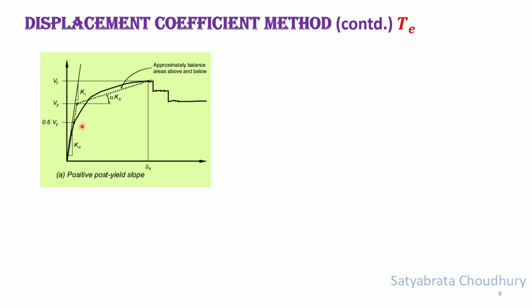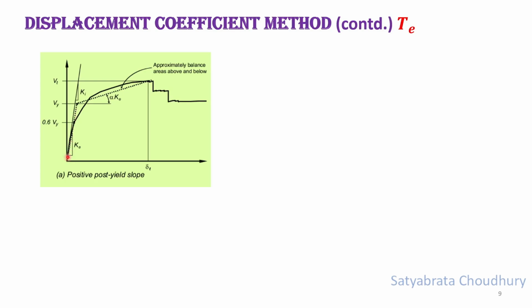So if you take a point 0.6 Vy and consider that the area above this dotted line and the area of the triangle below the dotted line are equal, then your yield point is achieved at this point, which we have discussed in a previous video. Now look at the gradient of the dotted line.